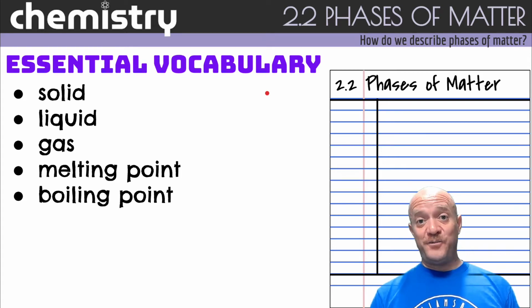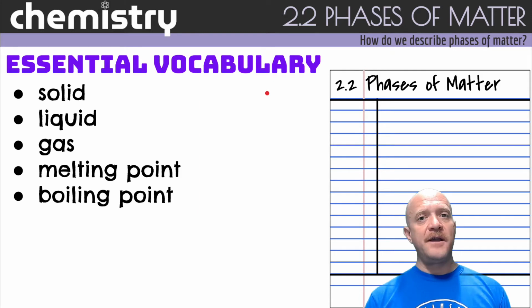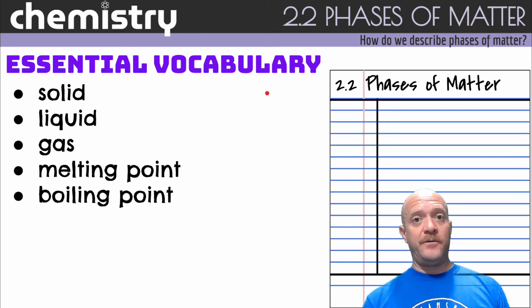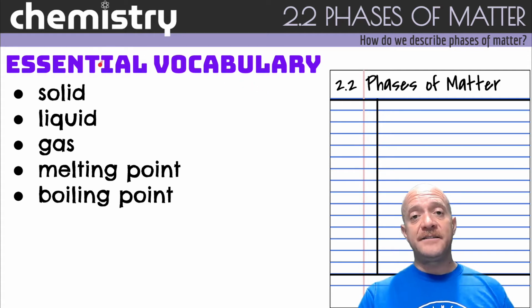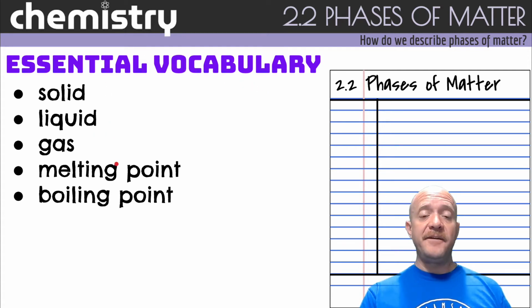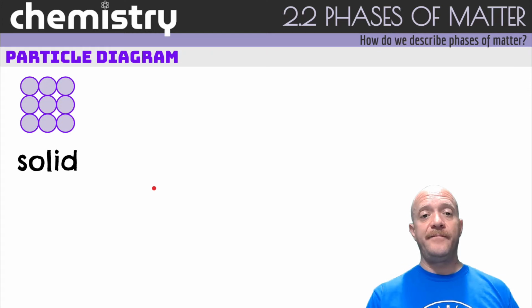Hey, this is the video for 2.2, Phases of Matter. So go ahead and set up a new entry in your Cornell Notes. Remember to start a new page for this video. Also check out the essential vocabulary. Today we'll be discussing solid, liquid, gas, melting point, and boiling point.